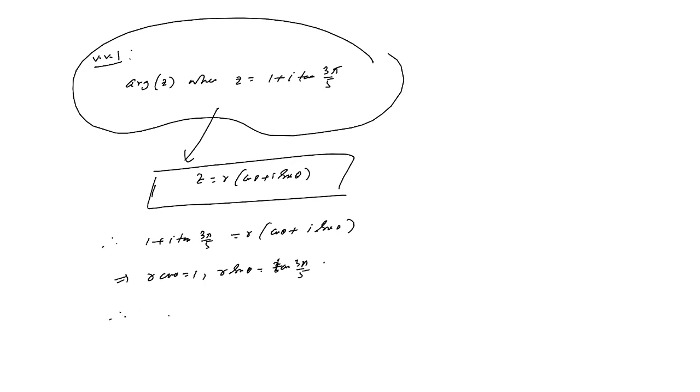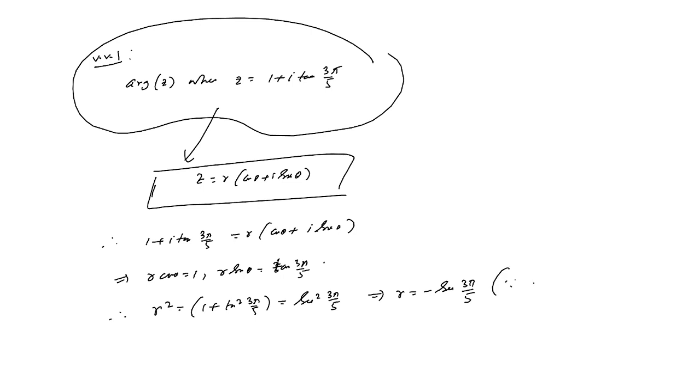So we need to find the modulus as well as the amplitude. First the modulus: here r square will be 1 plus tan square 3 pi by 5. 1 plus tan square theta means sec square theta, so sec square 3 pi by 5. And this gives r equals minus sec 3 pi by 5. Actually it will be plus minus, but plus is not valid here. Now we take the minus sign.